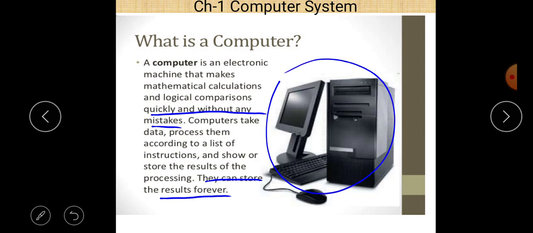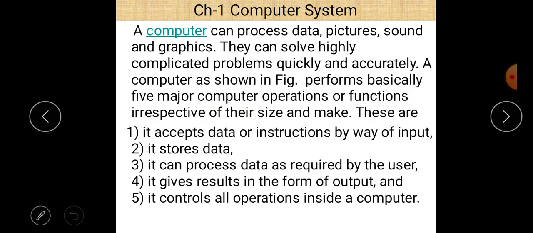So computer system is an electronic machine that makes mathematical calculations and logical comparisons. A computer can process data, pictures, sounds and graphics. They can solve highly complicated problems quickly and accurately.